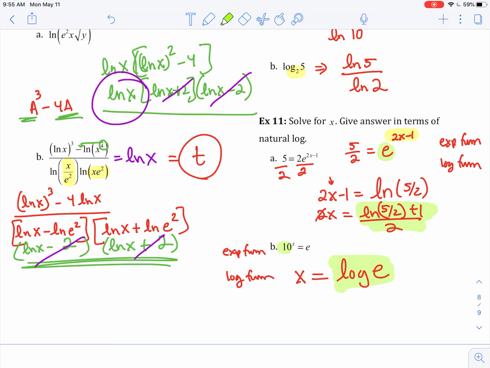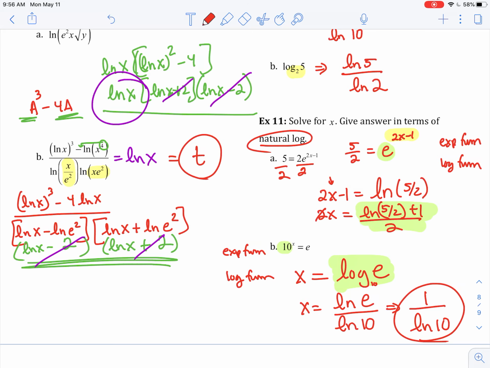And we know that if we are looking at log of e and we want to switch this to natural log, because right now we have log base 10 that is implied. So if I want to switch that to natural log or log base e, then that would be the natural log of e divided by the natural log of 10, and the natural log of e is just 1. So our final answer would be 1 divided by the natural log of 10.